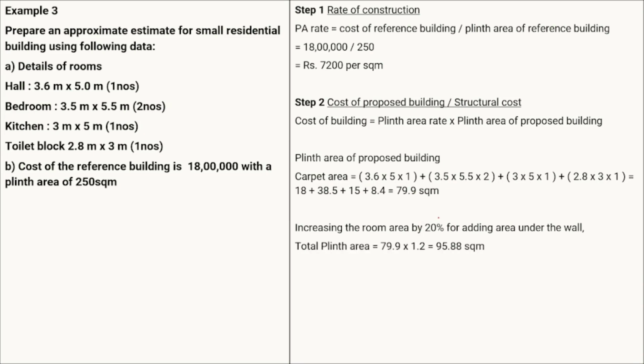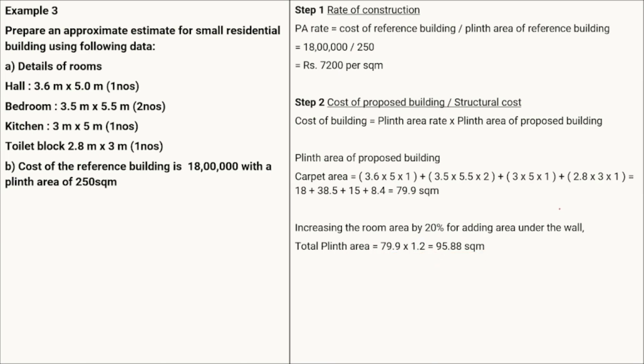So plinth area will be equal to 79.9 multiplied by 1.2. Here we are increasing the 79.9 by 20%, therefore we have multiplied it by 1.2. That will give us the plinth area of the proposed building as 95.88 square meter.